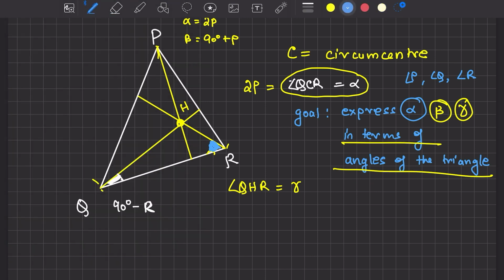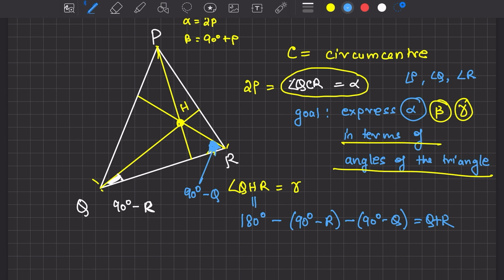That's great. Similarly, the angle right here is 90 degree minus Q, right? Again, this angle is 90 degree. These two angles together make 90 then. So this one is Q, this one must be 90 minus Q. Okay, so angle QHR would be 180 degree minus (90 degree minus R) minus (90 degree minus Q), or simply Q plus R.